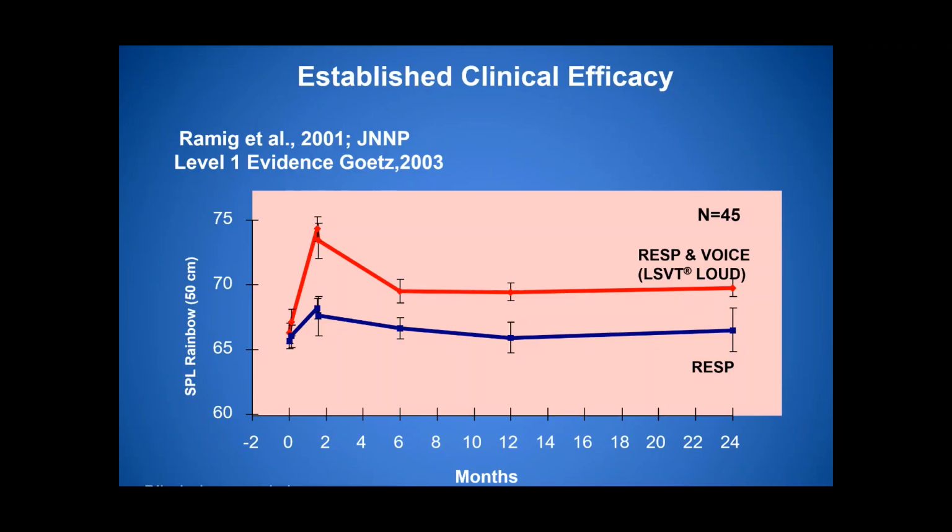Then they followed these 2 groups out at 2 months, 6 months, 12 months, and 24 months, and that was the endpoint of the study. And although the LSVT Loud group got a little bit softer, they never went back to baseline, and they still remained statistically significantly louder than the respiratory control group, who essentially went back to baseline. And that was without any further treatment.